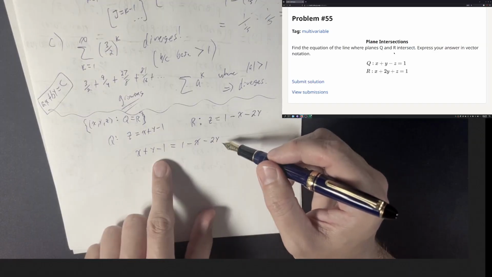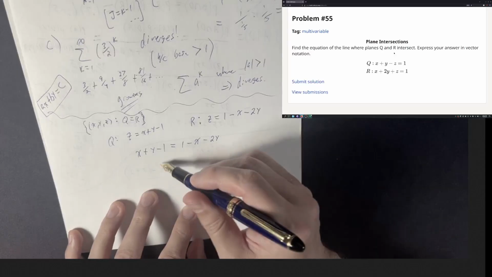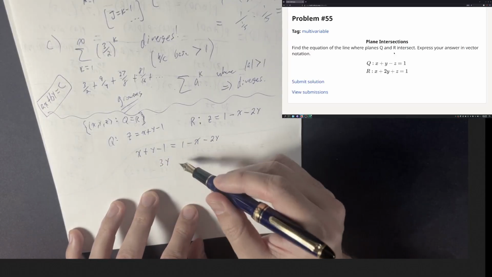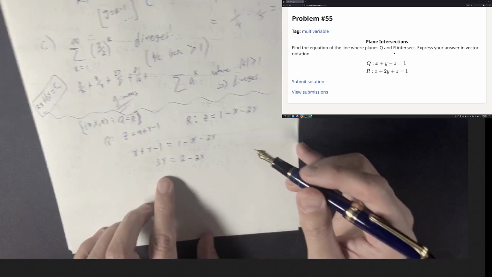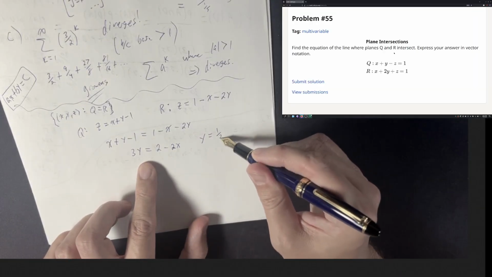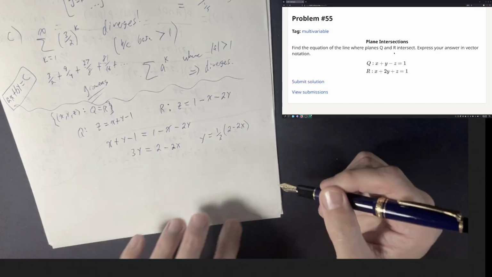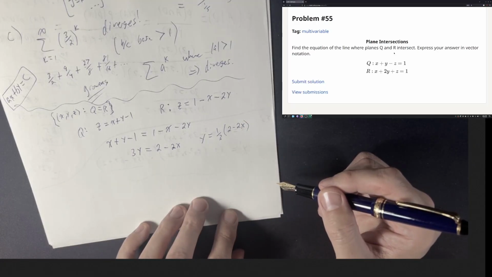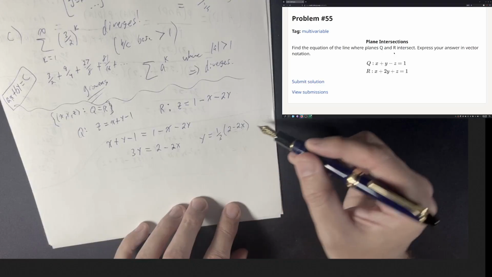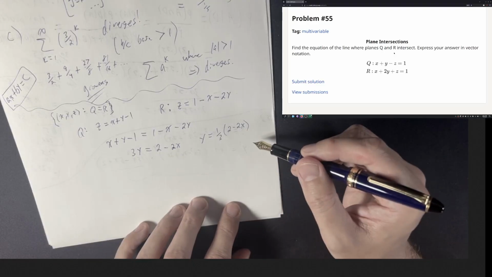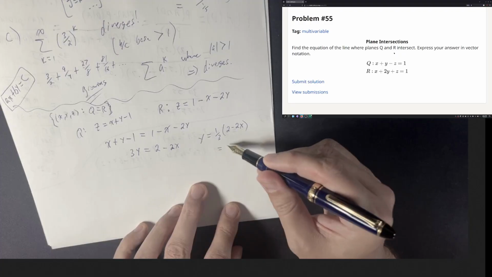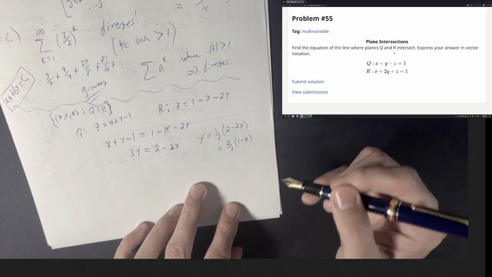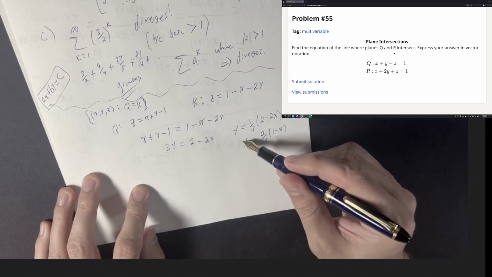If I add 2y and I subtract x, you're going to get stuff like 3y. Let's add 1 too. I get 2, and then I subtract x, I get 2 minus 2x, something like that. So I'm going to go one step further and say y is 1/3 of that. Or you could even do 2/3 of 1 minus x. It doesn't really matter. This is fine. 2/3 of 1 minus x if you prefer. We're pretty much done. This is fine.